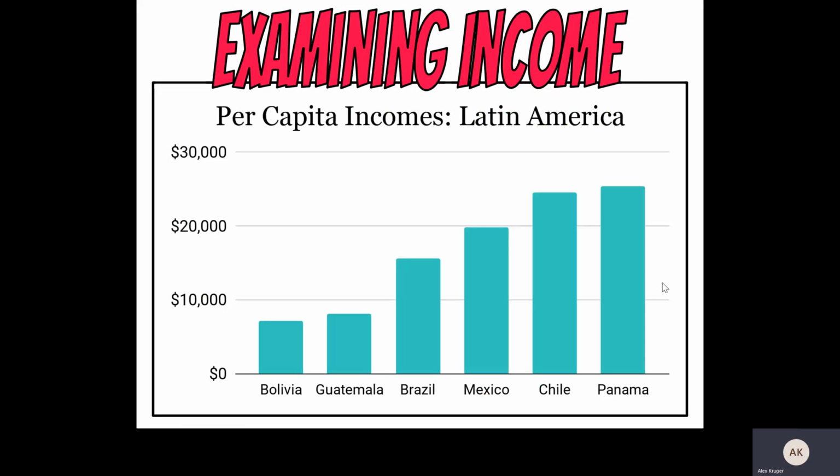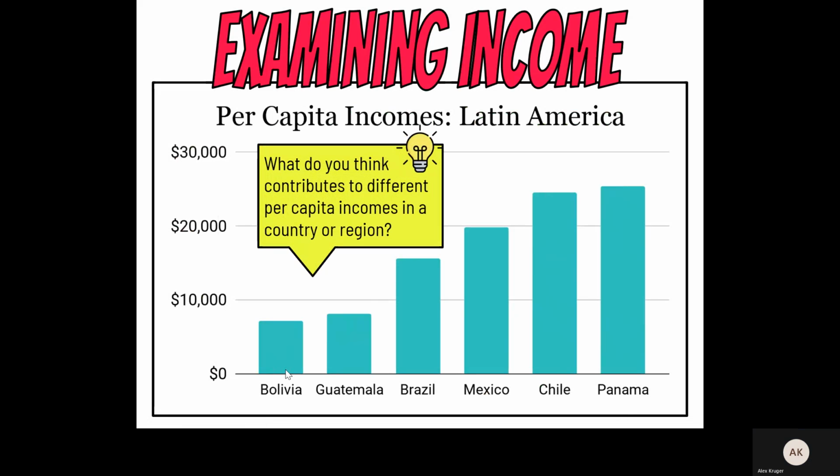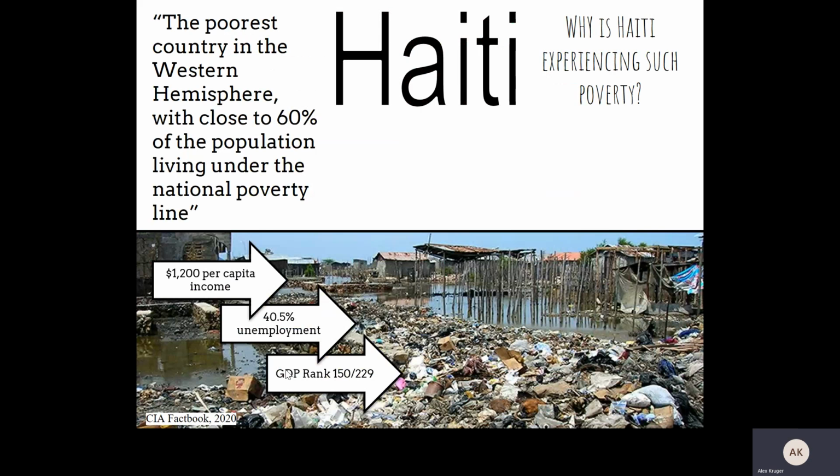So here's the per capita incomes in Latin American countries. Panama is number one, probably 25,000. We've got Chile slightly below that, Mexico, Brazil, and then it kind of drops off from there. These are really industrialized countries, and these ones not so much. Bolivia's getting better. They used to be really, really poor. What do you think contributes to different per capita incomes? It's the difference in their economic strength.